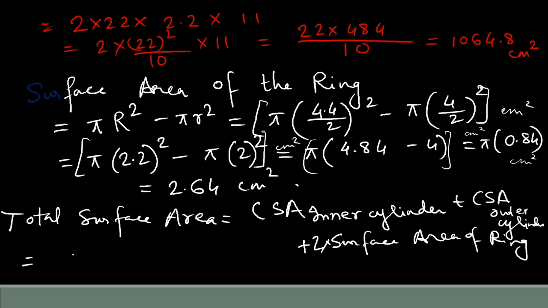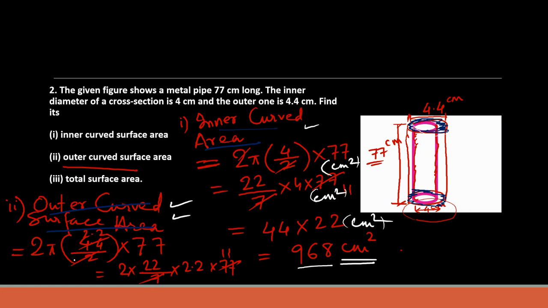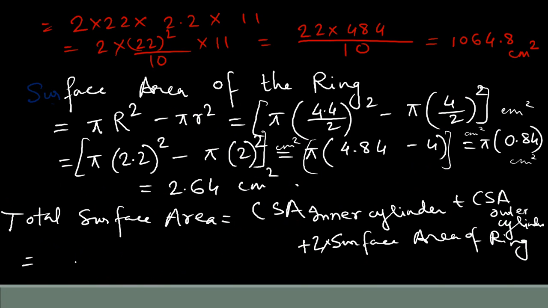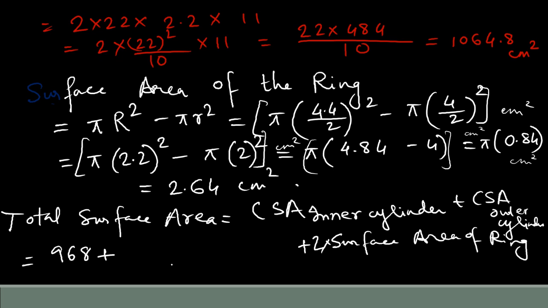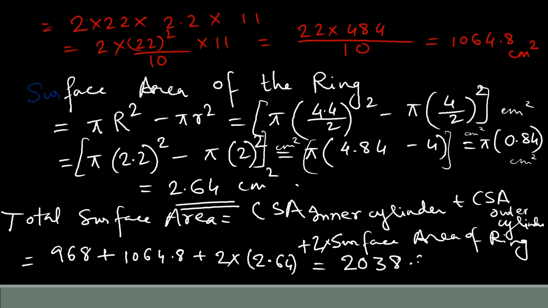So what is the curved surface area of the inner diameter? This came as 968. So 968 plus what was the outer one? The outer one came as 1064.8, and then this one came as surface area of the ring came as 2.64. So once you do this calculation, you will get it as 2038.08 centimeter square. Please check the answer. So you will get this.